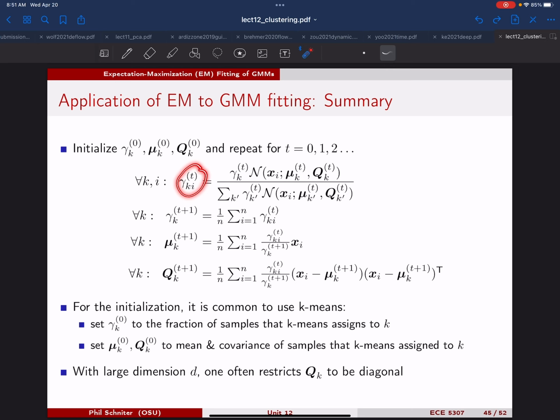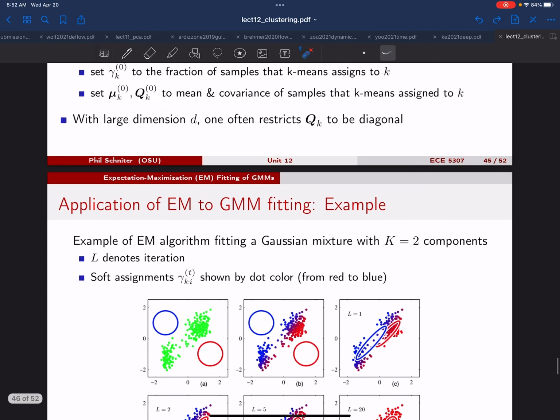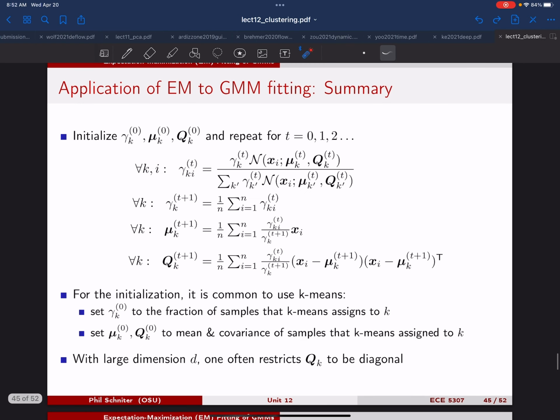And then we use these two guys here to get our means, and we use those and our means to get our covariance. Now that we have updates on these guys, we can compute better membership probabilities, and from the better membership probabilities, we can compute better parameters, and we just keep iterating. I'll show you an example, a pictorial example of this. Maybe it will make a little more sense.